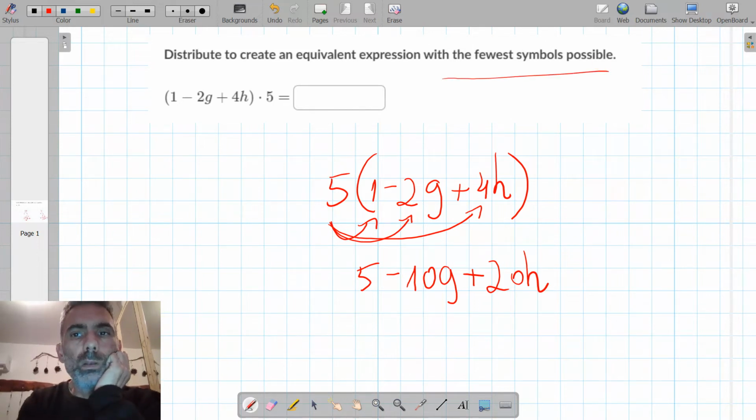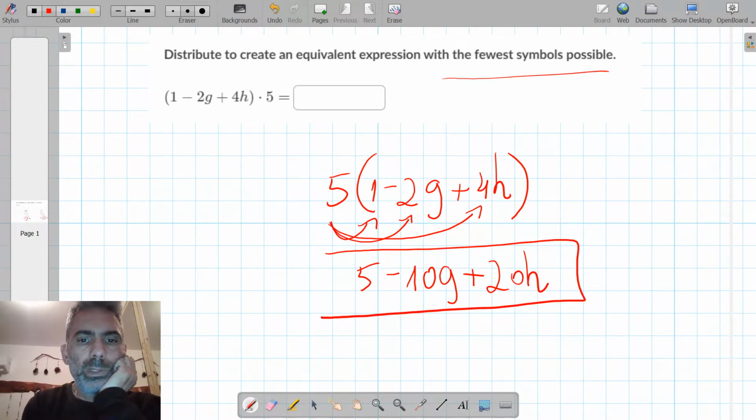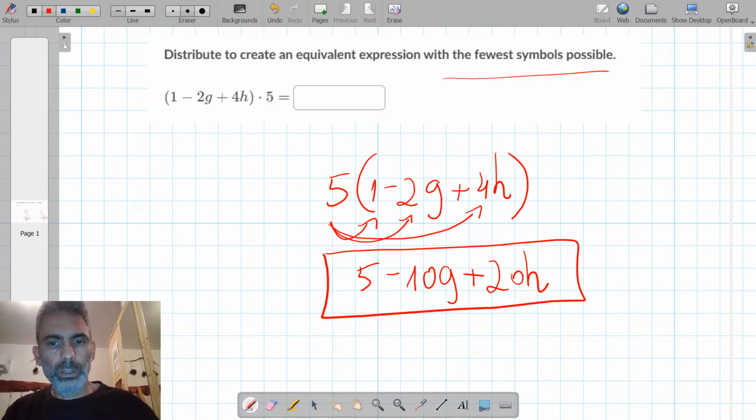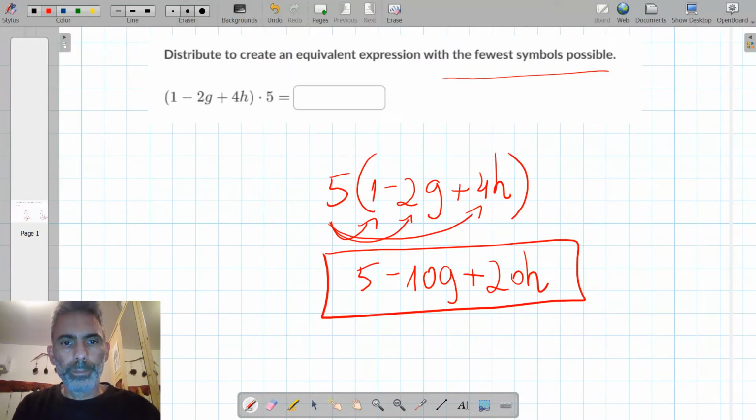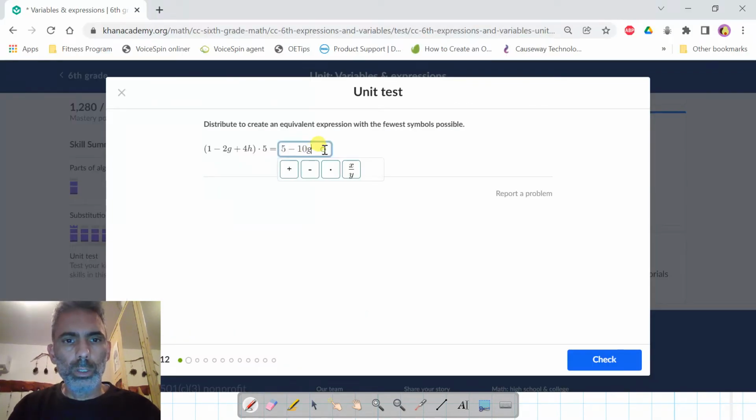What do they mean by fewest symbols possible? Okay, I cannot simplify this any further. Okay, 5 minus 10g plus 20h.